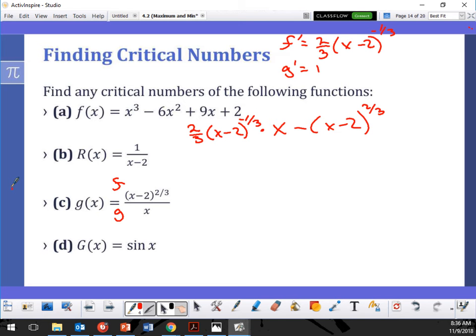And what am I still missing? Divided by x. All over what? X squared. G squared, so that's x squared there. Very good.